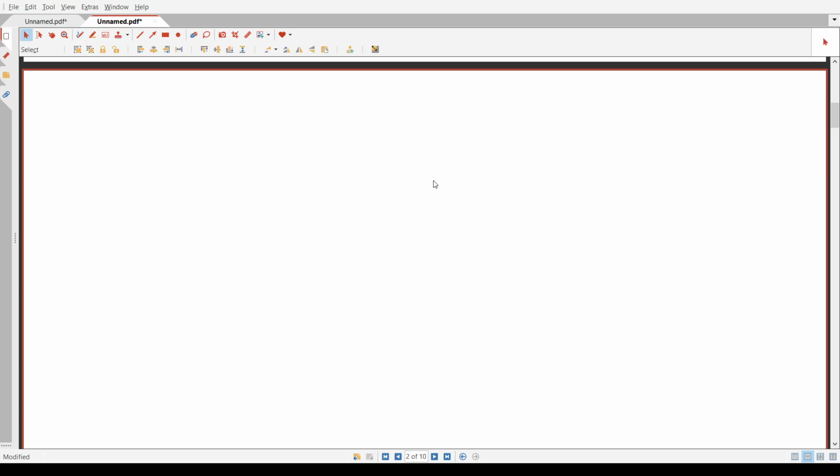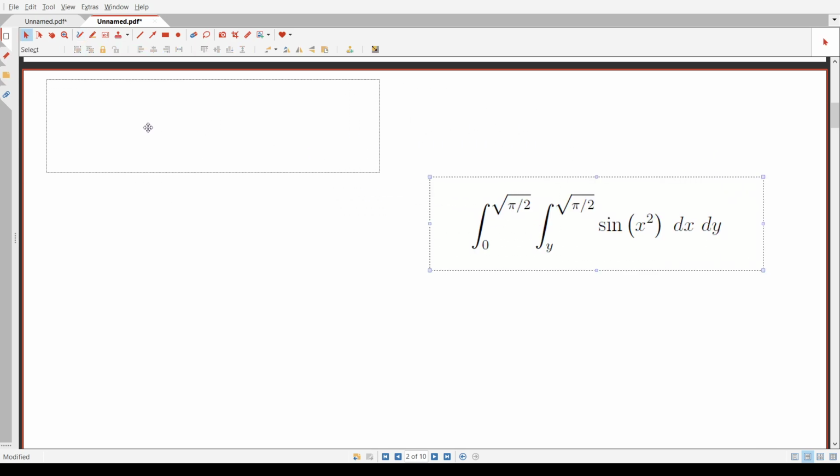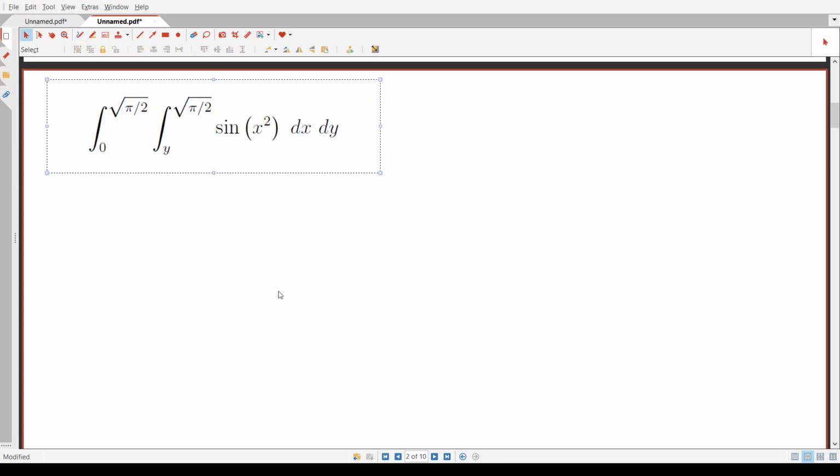Okay, so we want to reverse the order of integration for this. Remember, I can't just flip the order of these integrals. I need to understand what region we are integrating over, and then rewrite that. So I'm going the other way. Okay, so let's draw this.